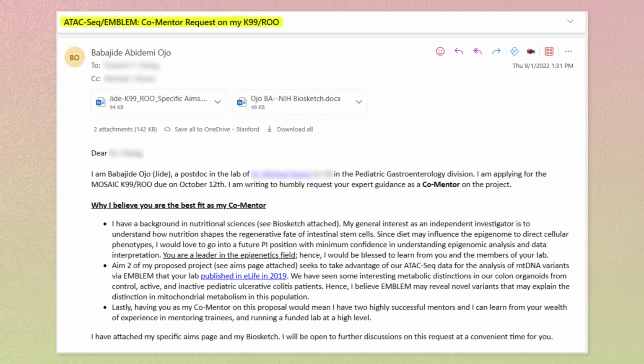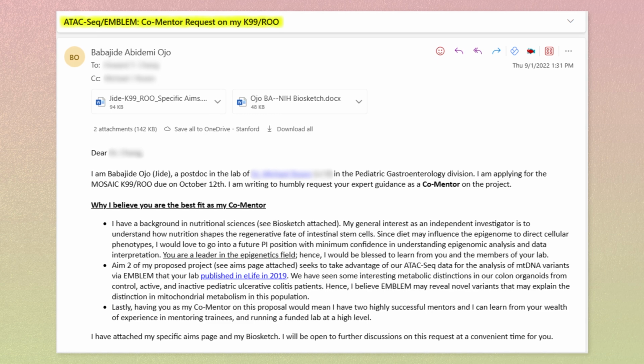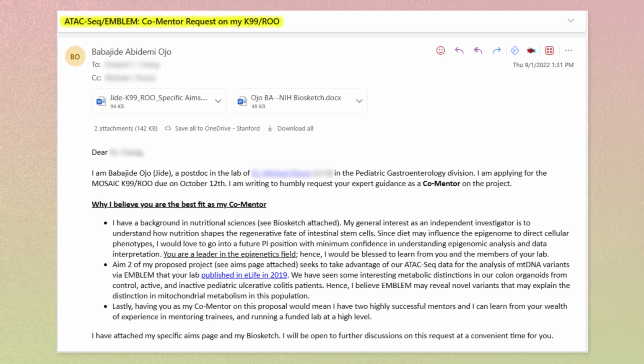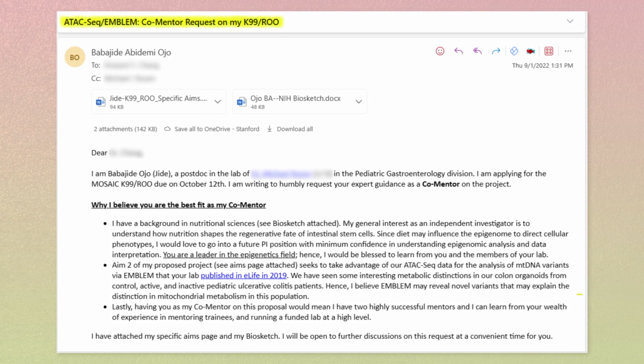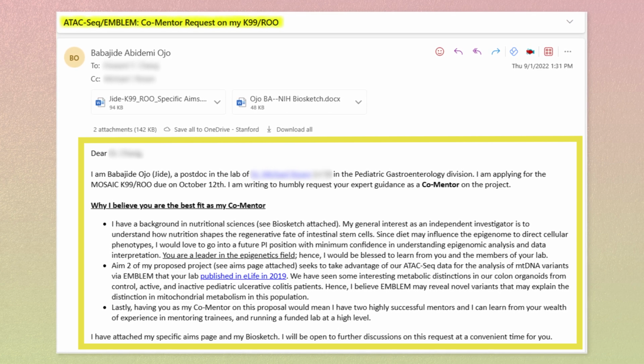So what's going on here is that the recipient of the email was part of the creators of the technique ATAC-seq that I was going to use in my proposal. You can see that in the body of the email, I went straight to the point and told them why they are a great fit to be a co-mentor on this particular work. You are free to read the rest of the email if you have the time. But bottom line is we ended up meeting and he agreed to be a co-mentor on the work, and I ended up getting that very important grant that I applied for.